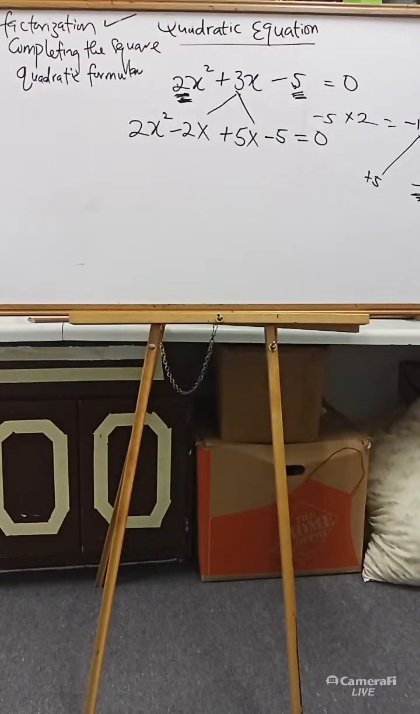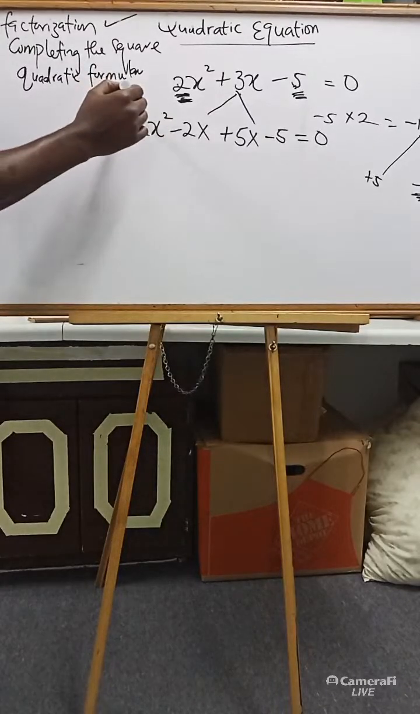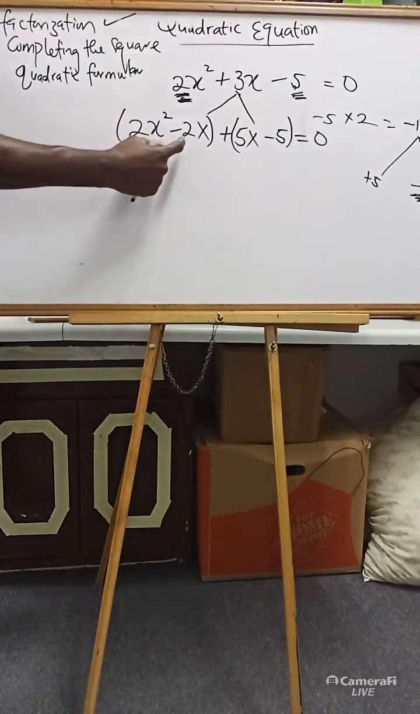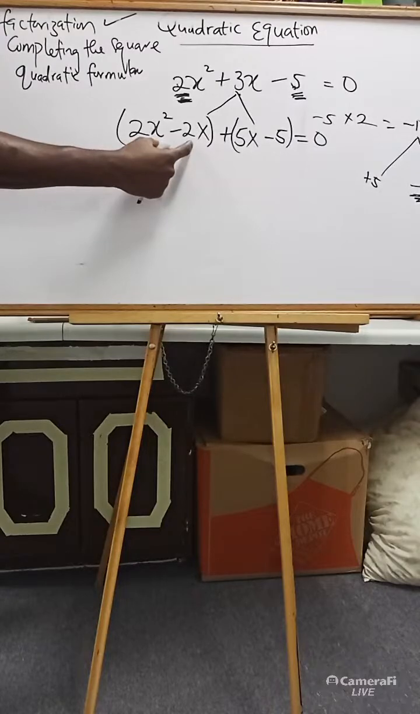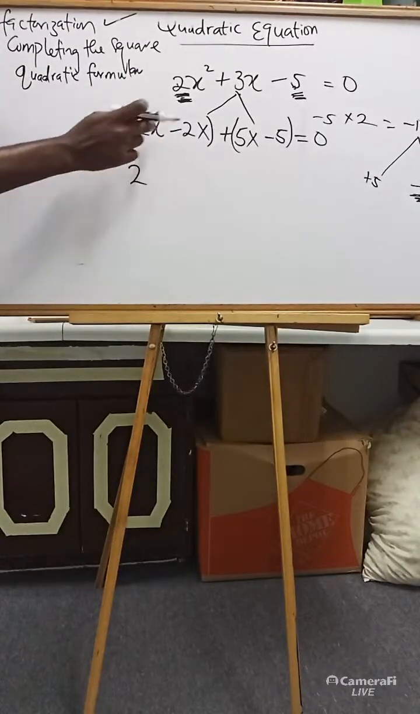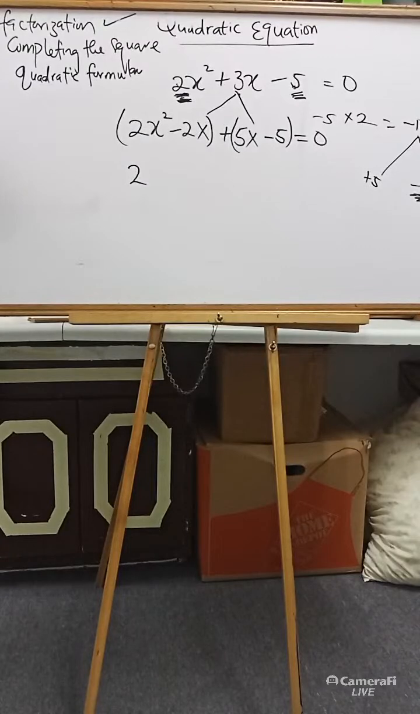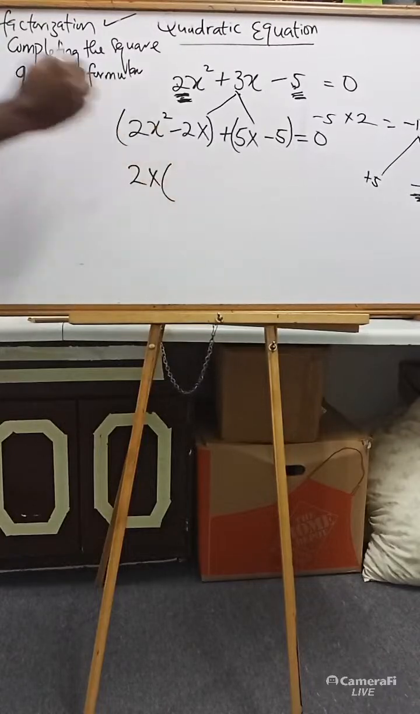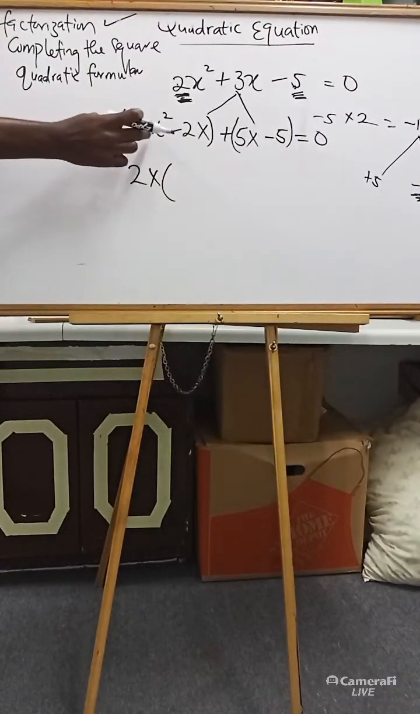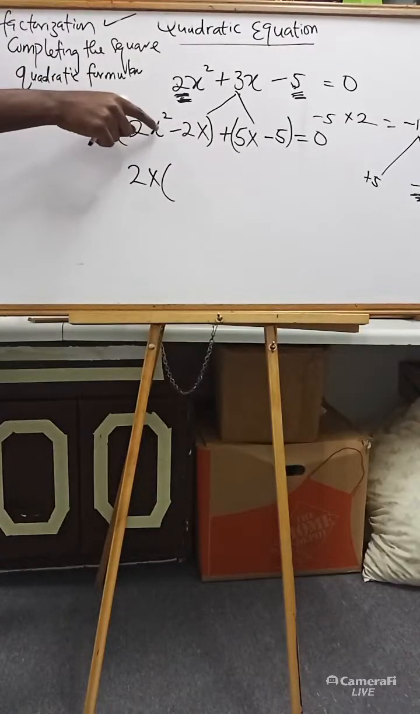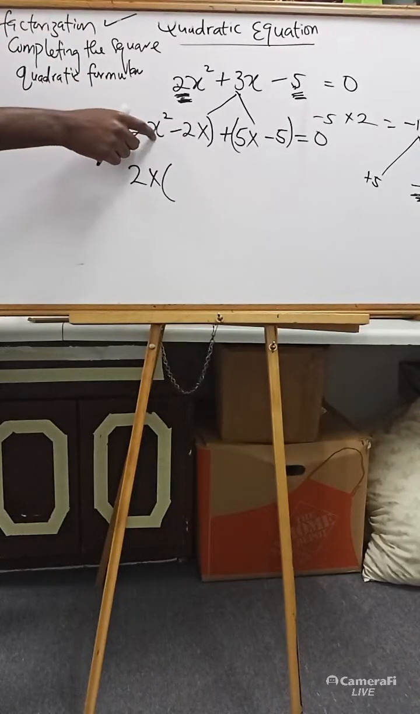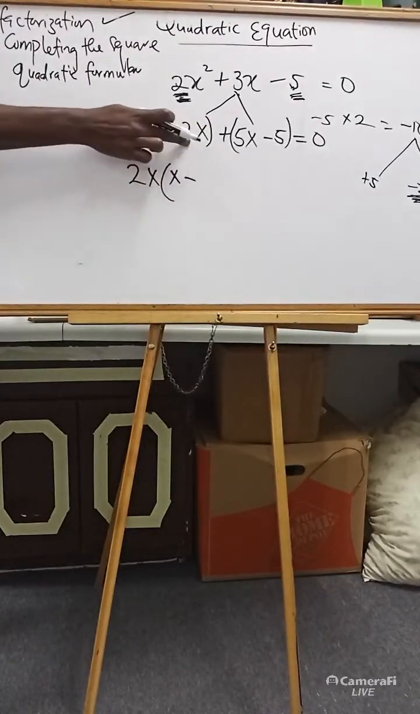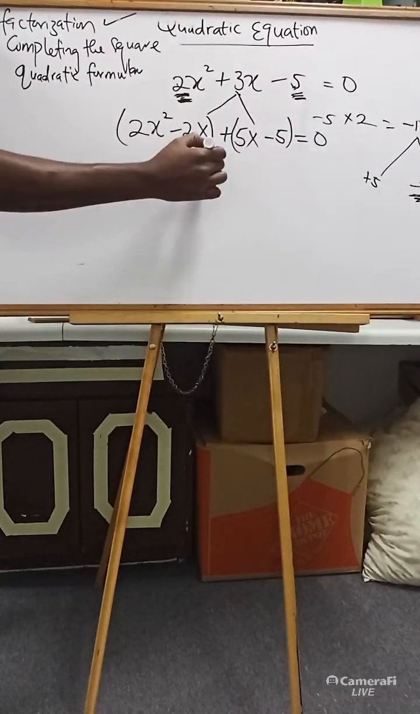So what do we do next? What we need to do next is to factorize. So just put this in parentheses by separating the 2. Look at this. What is common? You will agree with me that 2 is common. What is common again? X is common. So I've taken 2x out of what we have here, and I'll be left with x minus 1.